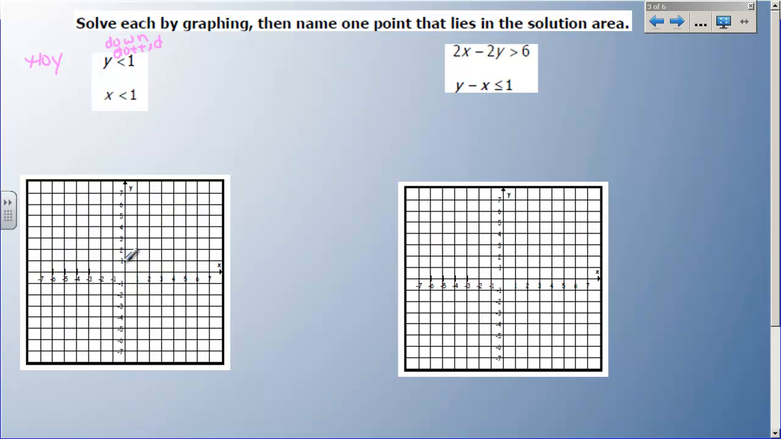I'm going to have my y-intercept. It's going to cross the y-axis right here at 1 because that's what it says. And I'm going to have a horizontal line that passes through that point right there. So there is my line. And now we have to talk about the shading. Because it is less than, I want to shade down. So I want to shade everything below that line. So all of this is my shaded area.